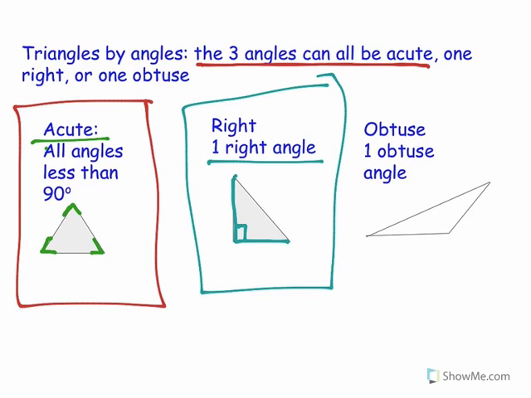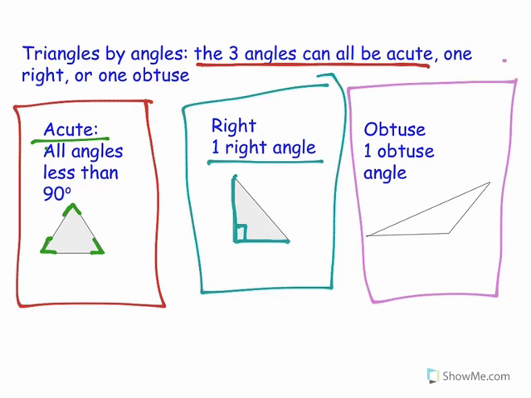Grab another color. Sure, we'll do purple. The third kind is what we would call an obtuse triangle because it has one obtuse angle, which we see right here. That angle is obtuse. So we would call the triangle an obtuse triangle.